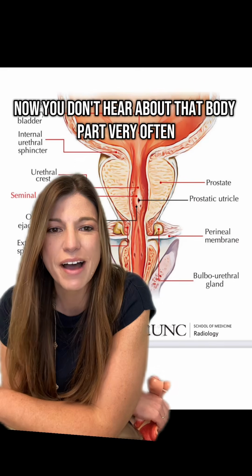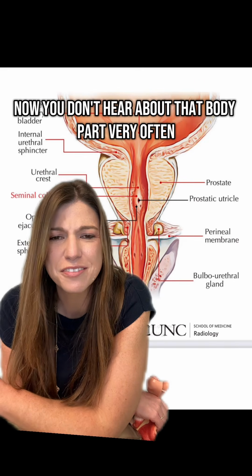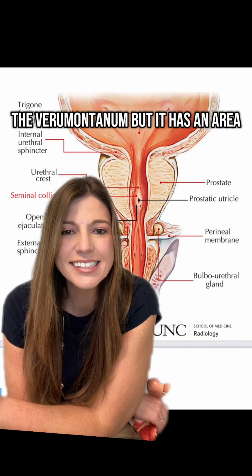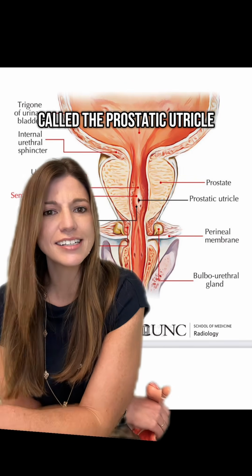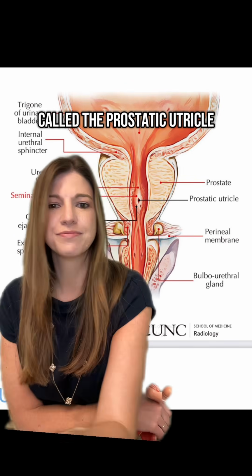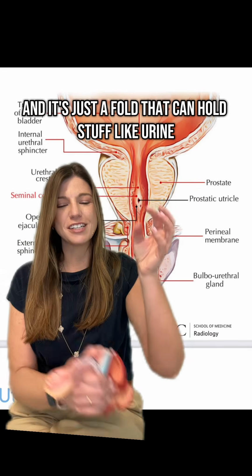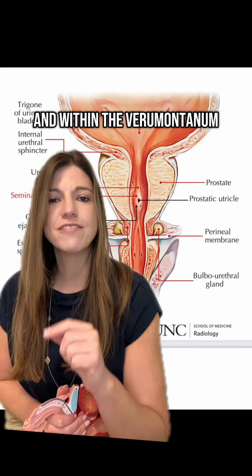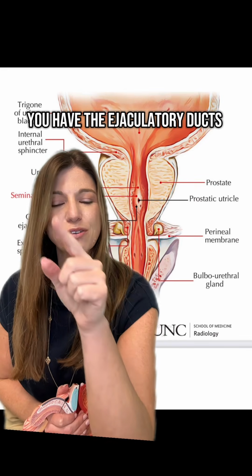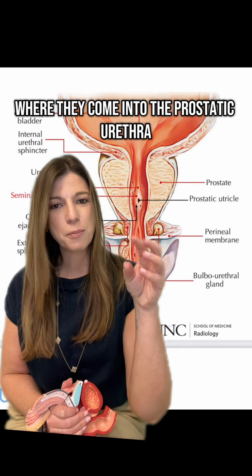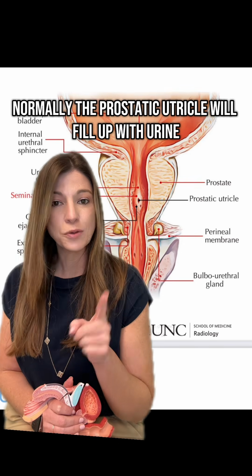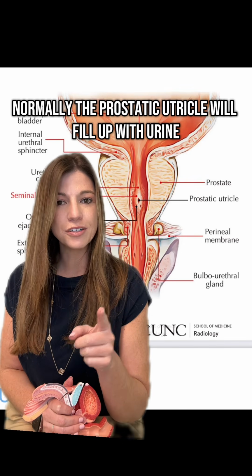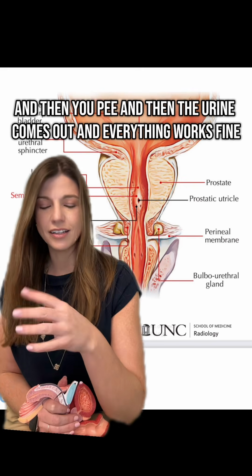Now, you don't hear about that body part very often, the verumontanum, but it has an area within that area. It's called the prostatic utricle, and it's just a fold. It's a fold that can hold stuff like urine. And within the verumontanum, that's where the ejaculatory ducts come into the prostatic urethra. Normally, the prostatic utricle will fill up with urine, and then you pee, and then the urine comes out, and everything works fine.